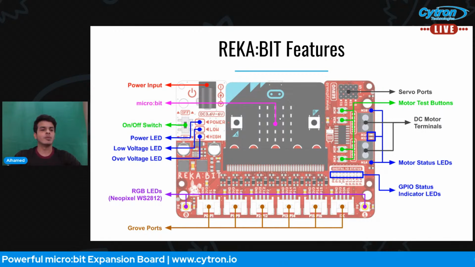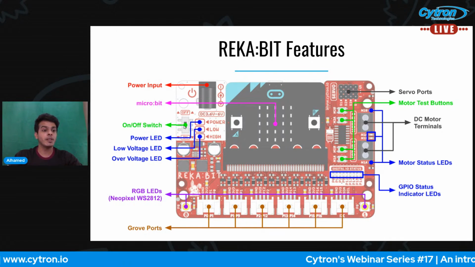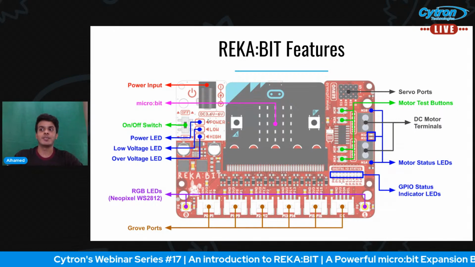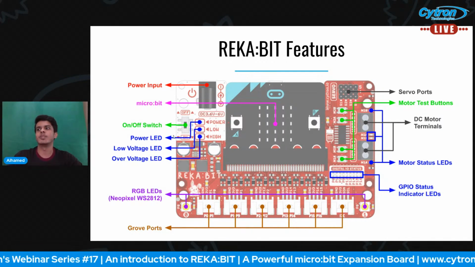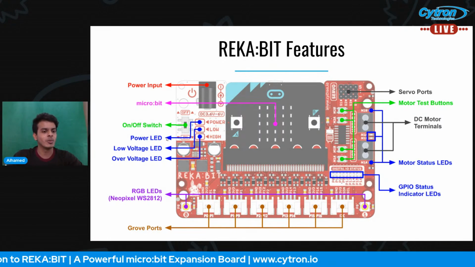And of course, in the middle, we'll be having the microbit. Right after we have on and off switch. Next to it, we have 3 LED. The first one is the power LED, which will indicate whether the REKA bit is switched on or off.